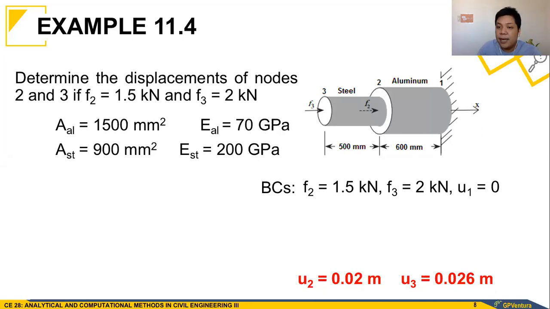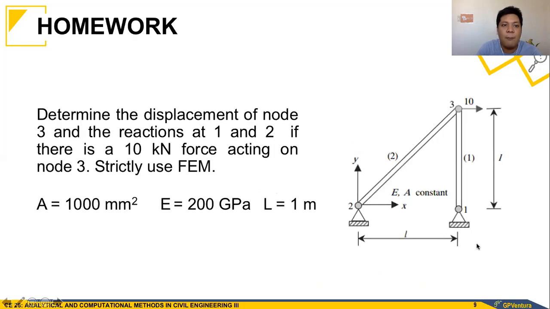Next, let's try to look at this final example. Determine the displacement of node 3, and the reactions at 1 and 2, which are both pin connected, if there is a 10 kilonewton horizontal force acting at node 3, strictly using FEM, knowing that the cross-sectional area of the member is 1,000 square millimeters, the modulus of elasticity is 200 gigapascals, and L over here is 1 meter. Okay?